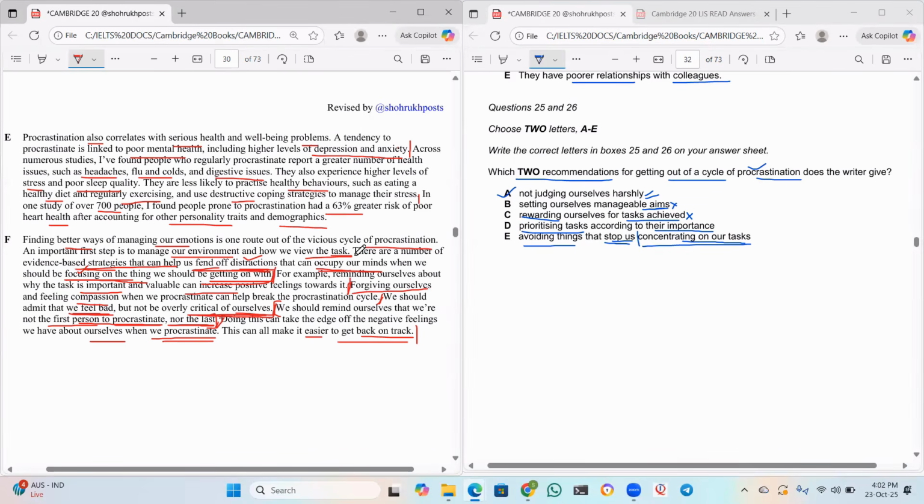I think this is the second sentence, right? Third sentence. Yeah. So E is one option, guys. E is exactly matching with this, focusing on the one thing we should be getting on with. So yes, I think we have completed this passage, guys.